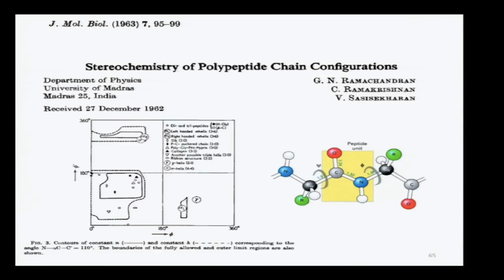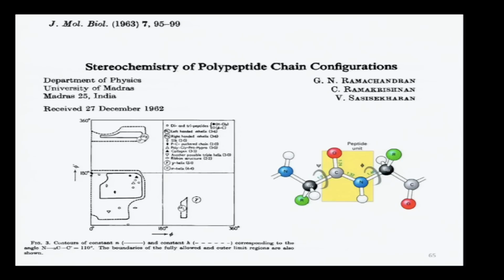And his insight had to do with the fact that not all backbone conformations were equally favorable. So remember, we have these two rotatable bonds in the backbone. We have the phi angle and the psi angle. And this plot shows that there are certain conformations of phi and psi angles that are observed within these dashed lines, and then there are other conformations which are almost never observed.